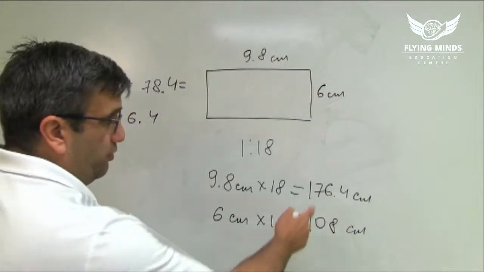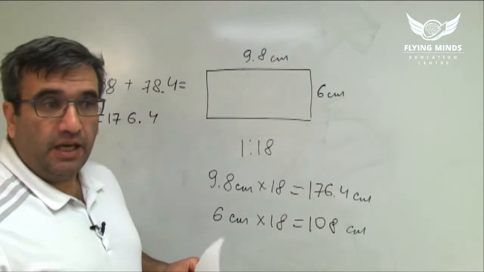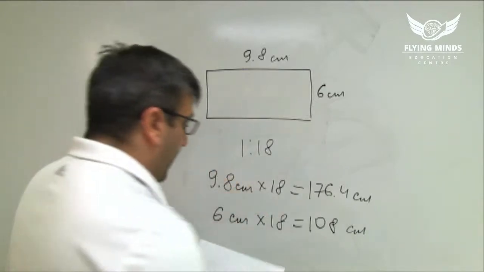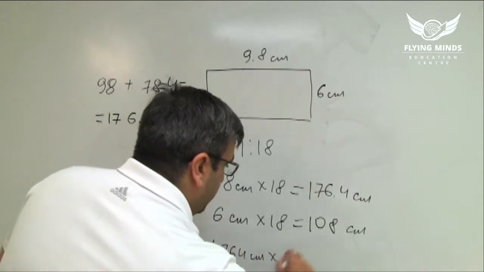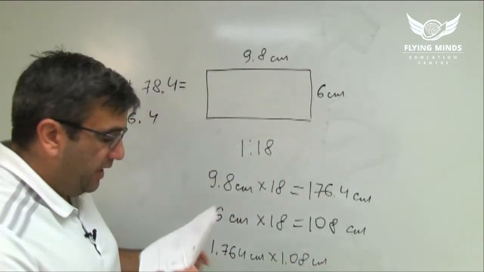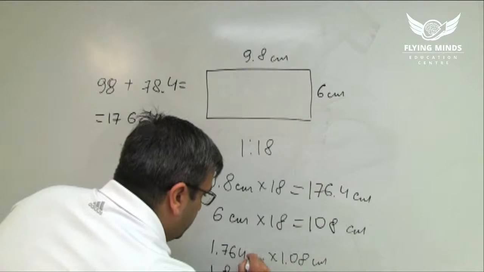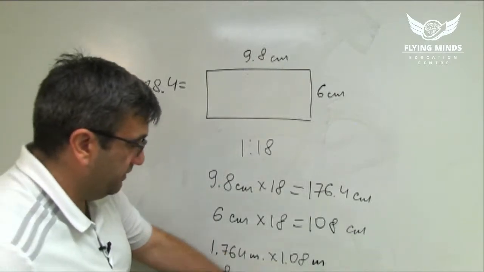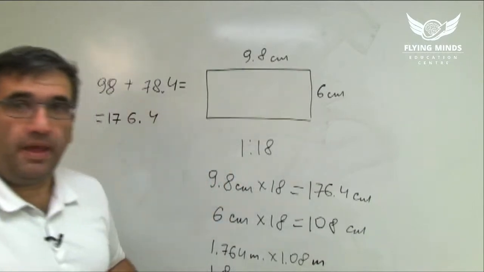And now we convert into meters. So we divide by 100 because 1 meter consists of 100 centimeters. So to convert to meters, we need to divide. So it will be 1.76 by 1.08, it's meters here, my bad, and if we round to the nearest tenth, it will be 1.8 meters by 1.1 meters.